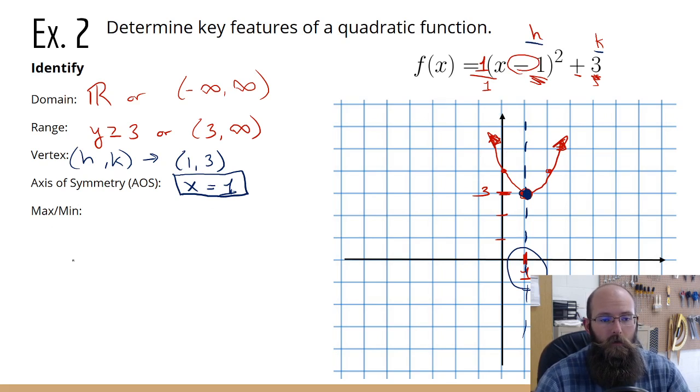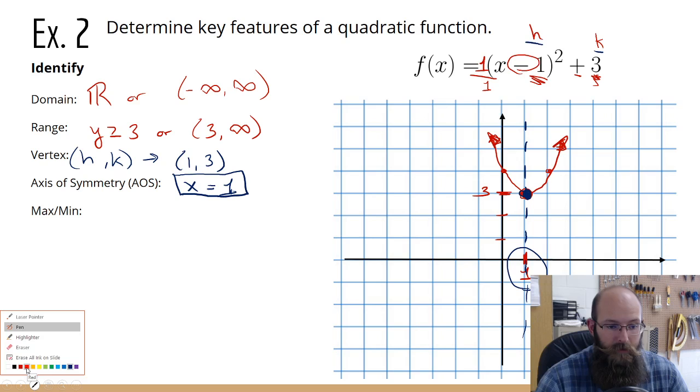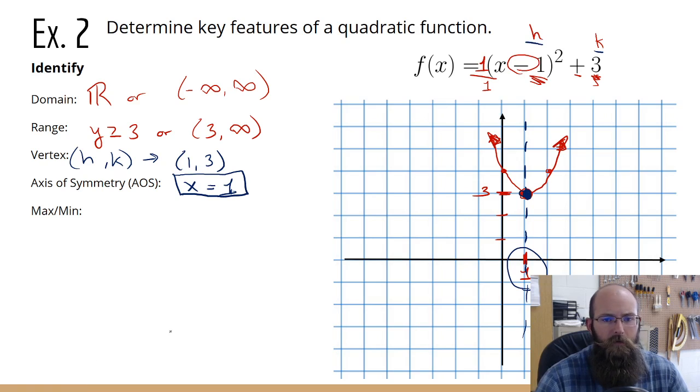So now we talk about min and max. In this case, I have a minimum, because I have a low spot right here at my vertex. I keep going up, so I can't have a maximum. That means I have a min. So I have a minimum, and that is at the coordinate point 1, 3. It's always at my vertex. And I would then say that this has a height of 3. I actually should have written a minimum of 3.